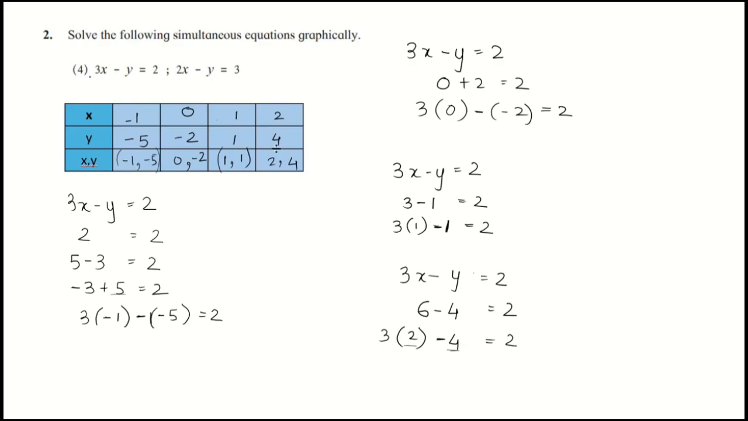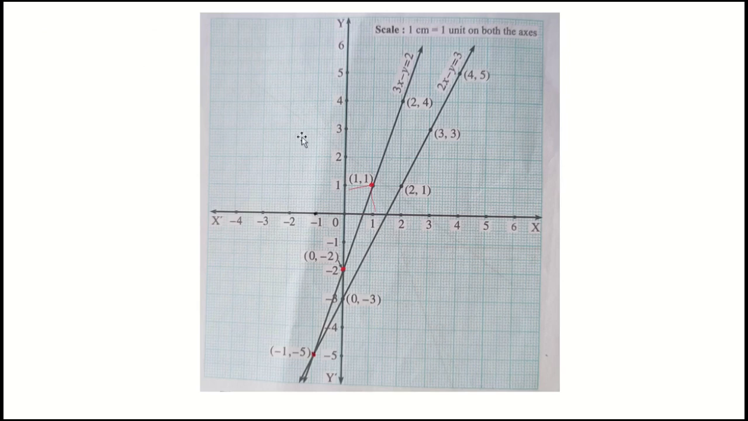Taking the fourth point 2, comma 4. X is 2 and y is 4. So on x it is 2 and on y it is 4. Here it is 2 and here it is 4. Both the points are here. Drawing a line going through these points of the first equation, which is 3x minus y is equal to 2.